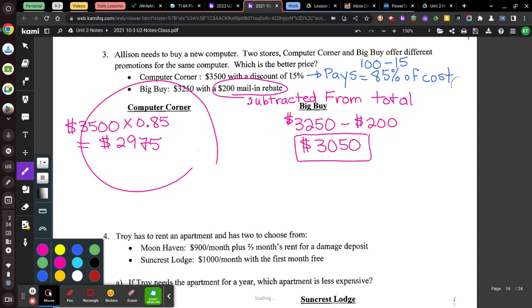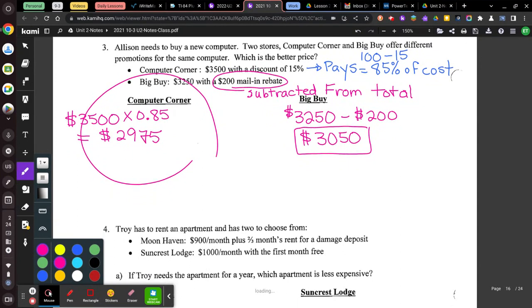Okay. Number 4, we've got Troy. Now I want you to put a star beside number 4. You are going to get questions like this on your test and unit quiz. So you need to know how to do questions like number 4 for sure. So make sure you put a star beside that guy.